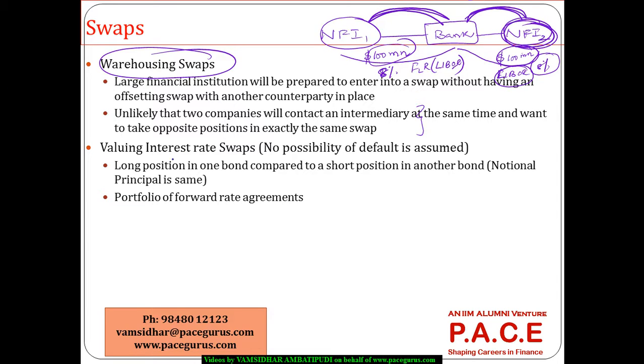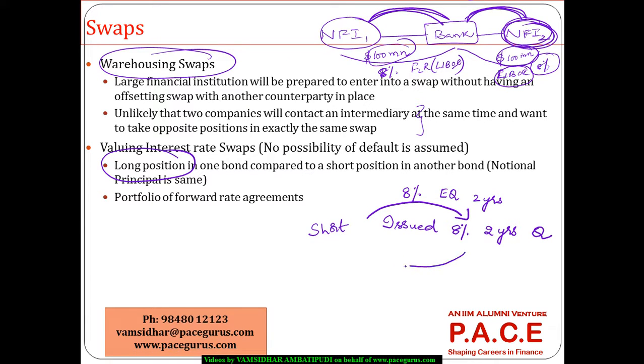And when I want to value the interest rate swap, we are simply looking at a long position in one bond. See, if I am talking about an interest rate swap, one party is paying a fixed rate every quarter for 2 years. So it's as if it has issued, look at it like this, a bond with an 8% coupon for a 2-year maturity period, and the coupon is paid quarterly. So this is a short position in the bond.